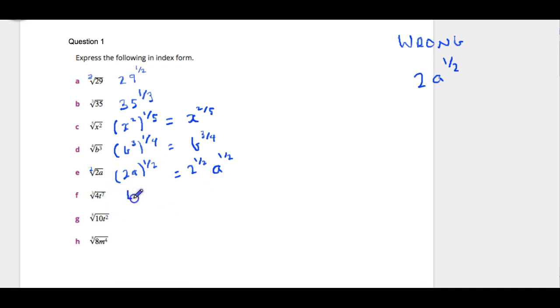Okay, F. I'm going to run out of room. So what have we got? 4t^7. Again, put it in brackets, to the power of a third.